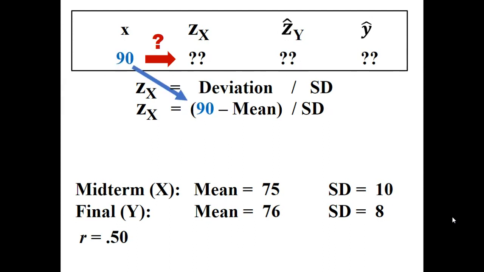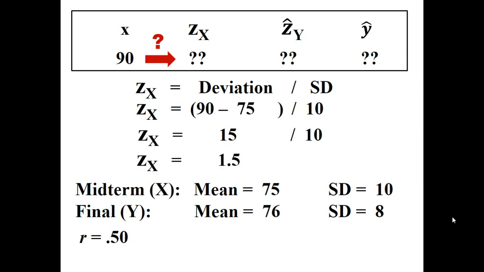First, x equals 90. We were given that information. So we substitute 90 in place of x. The mean of x equals 75. So we substitute 75 in place of the mean in the formula. And finally, the standard deviation is 10, so we substitute that into the formula. And now we just do the algebra. You can see how it's going to turn out.